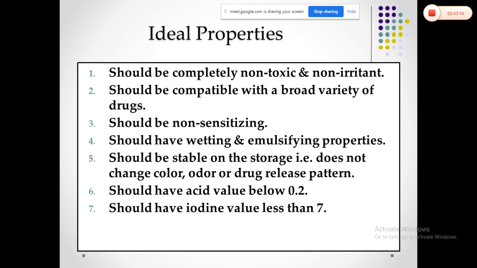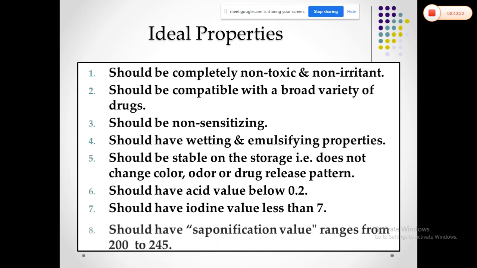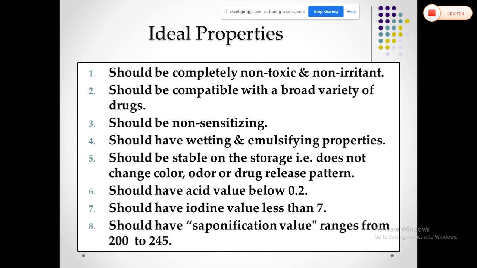So you have to consider these points also. You should have an iodine value less than 7. Also, the saponification value must range from 200 to 245. Saponification value means the number of milligrams of KOH required to neutralize the free acids and saponify the esters in 1 gram of the fat. That is called the saponification value.